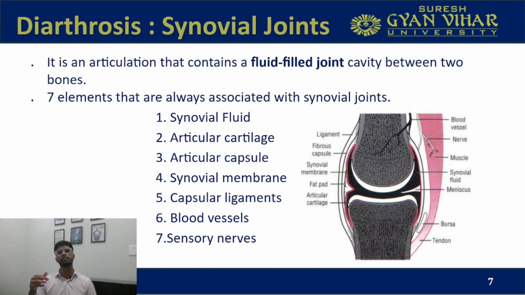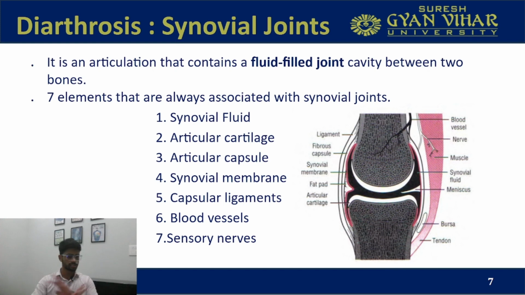So blood vessels will be there to do the healing process and to make the joint healthy in the case of an injury. Then there are sensory nerves, which take the sensation from the joint and give it to the upper centers of the body. They are also present in the synovial joint.